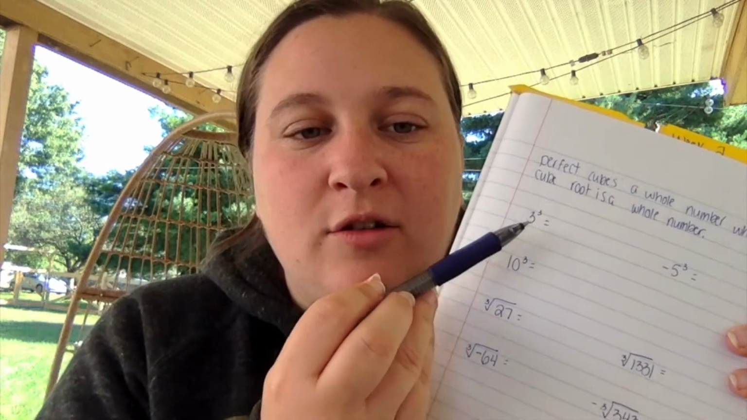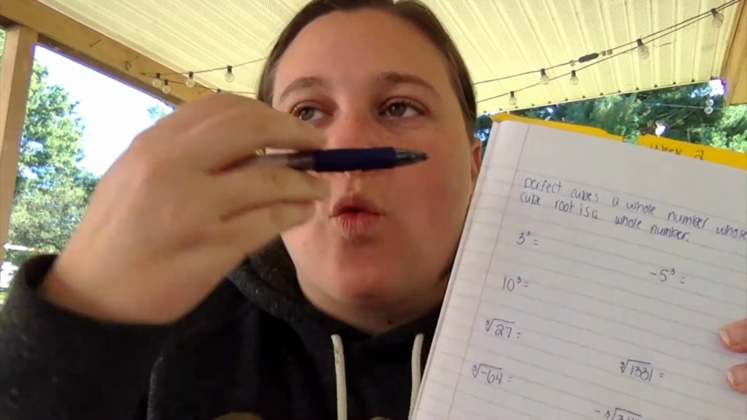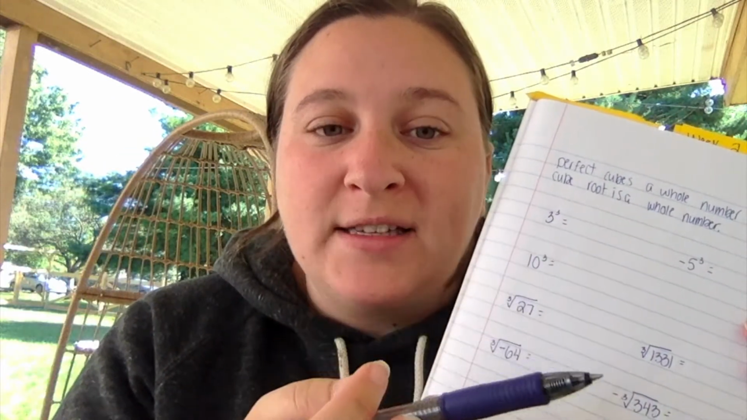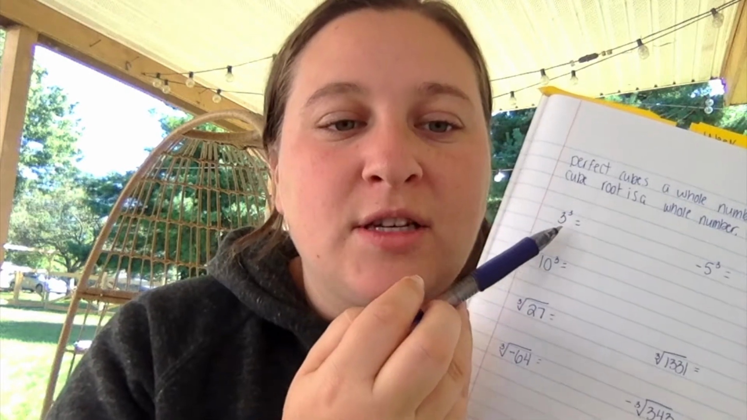So with cubes, they're just one up from squares basically. So instead of multiplying a number by itself twice, you're doing it 3 times. So this would be 3 times 3 times 3.